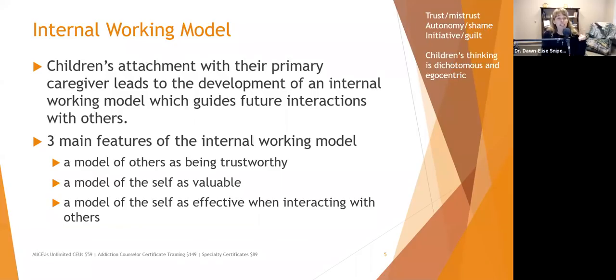3 main features of the internal working model. A model of others as being trustworthy or not. No gray area. A model of the self as valuable or not. If I'm valuable, then I get taken care of. If I'm not valuable, then I don't get taken care of. A model of the self as effective when interacting with others. Can I ask caregiver a question and get an answer? Or when I ask caregiver a question, do I get yelled at? Can I ask caregiver to play with me because I want to play cars or something? Or when I ask caregiver to play with me, am I always told to go away? So am I effective at interacting with others, and do people want to be around me?